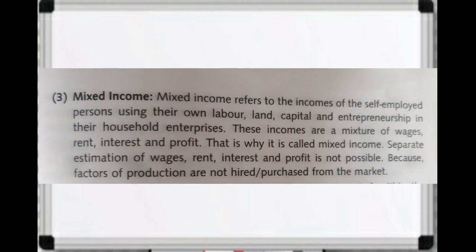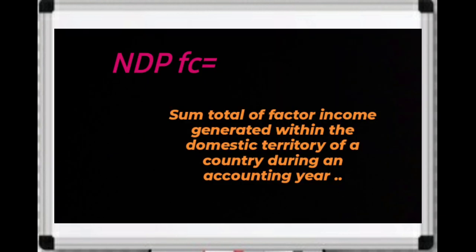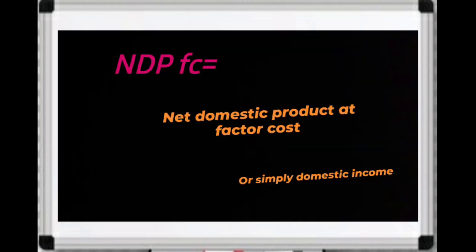The third component of national income using the income method is mixed income. It refers to the incomes of self-employed persons using their own labor, land, capital and entrepreneurship in their household enterprises. The sum total of factor incomes generated within the domestic territory of a country is called NDP at FC, meaning net domestic product at factor cost, or simply domestic income.